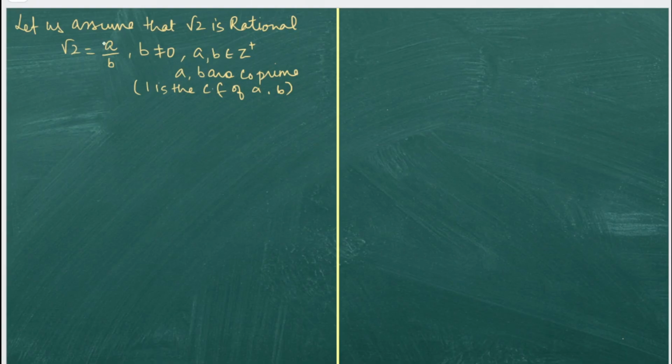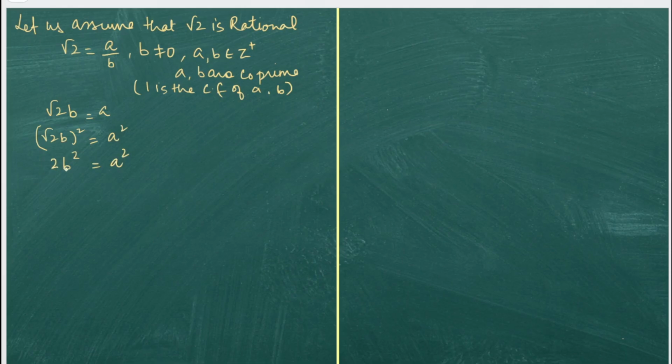Now if root 2 is equal to a over b, I can write this a as, by taking b to that side, root 2 times b. Then in my next step, I would be squaring both the sides. So root 2b whole square is equal to a square. Root 2 square is just 2, b square is b square, which is equal to a square.